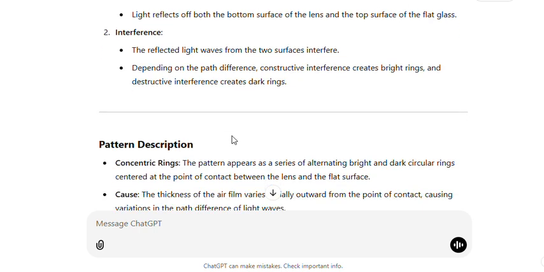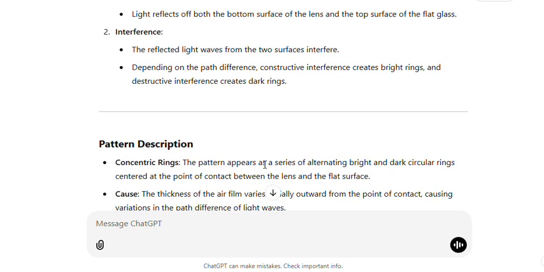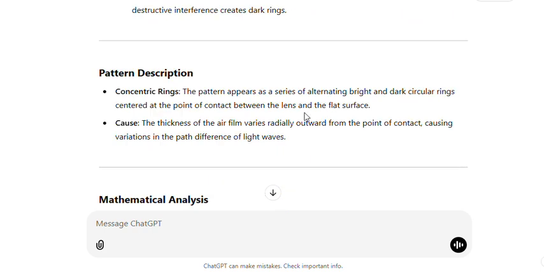Pattern description: there are concentric rings. The pattern appears as a series of alternating bright and dark circular rings centered at the point of contact between the lens and the flat surface. The cause is that the thickness of the air film varies radially outward from the point of contact, causing variations in the path difference of light waves.